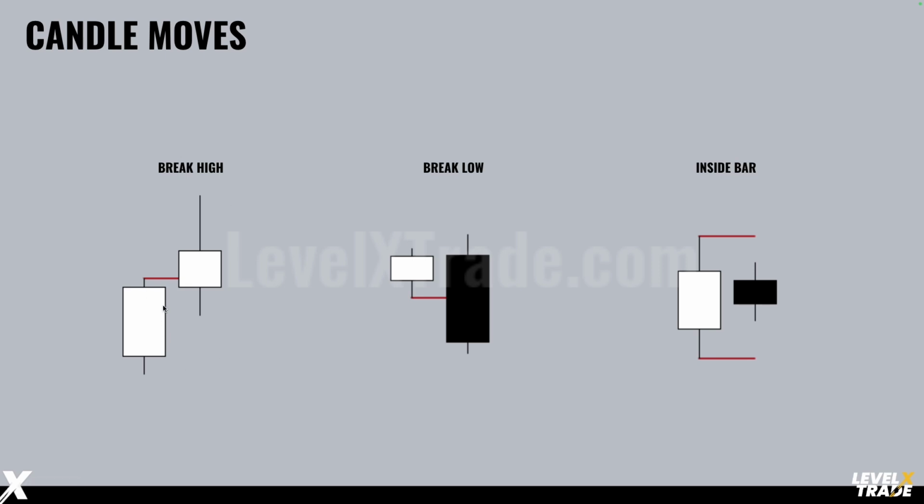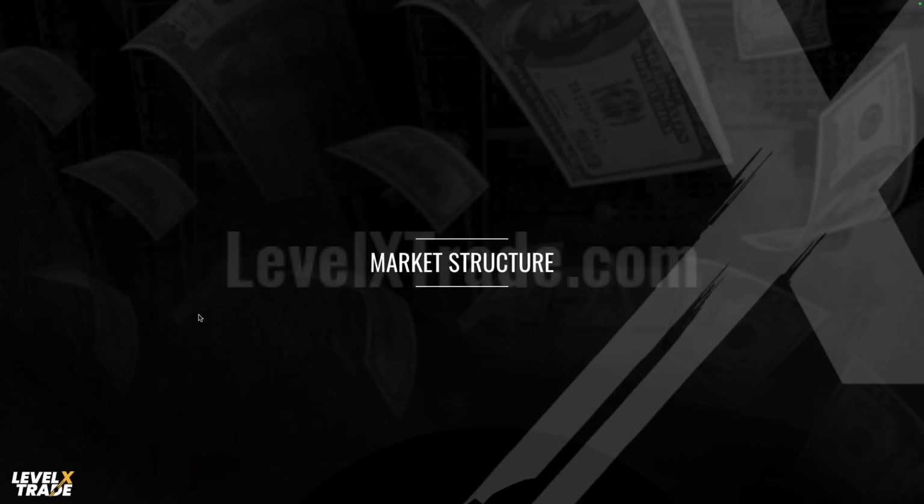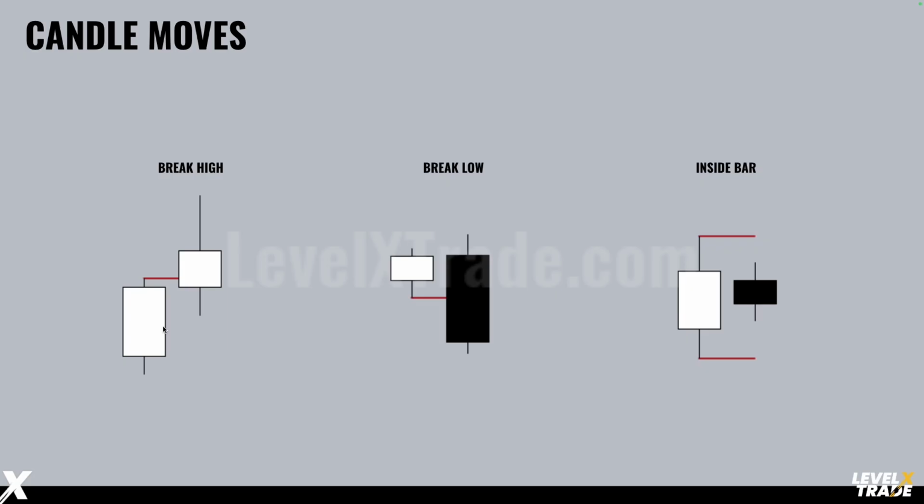Basically, these are the candle moves. The first one is the break of a high. So if you have a candle here, it opened at the bottom, went down, high, low, it closed, and then the next candle went low and then went high, and then it closed above. So it broke the highest point. We call it a break high, okay?